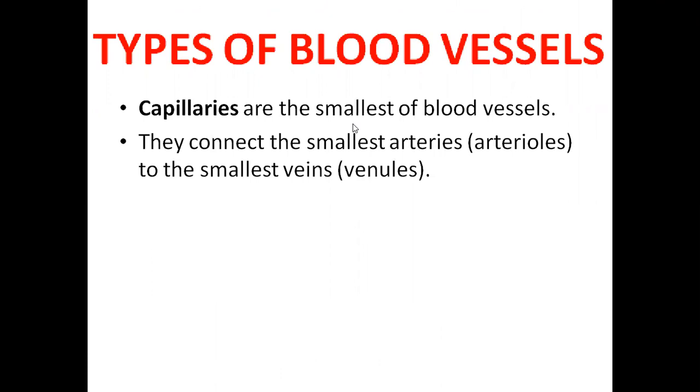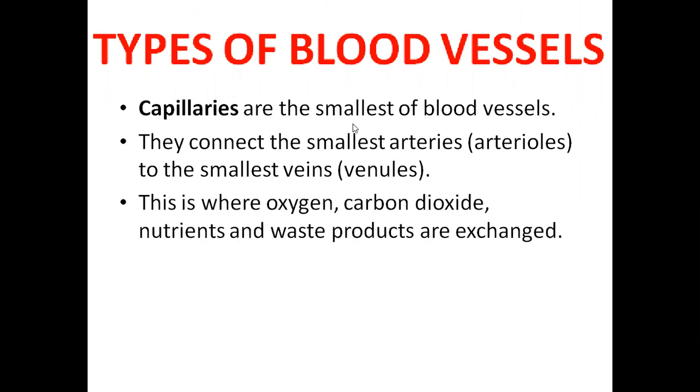This is where oxygen, carbon dioxide, nutrients, and waste products are exchanged. So the exchange of waste products, oxygen, carbon dioxide, and nutrients occurs at the level of the capillaries, right? Capillaries usually have small holes in them, so substances can easily diffuse through them into the cell.